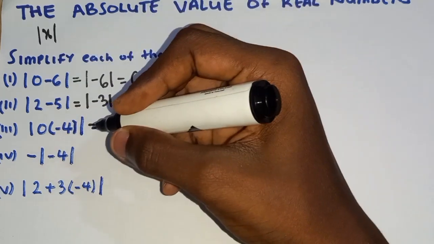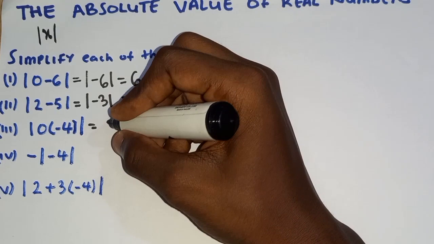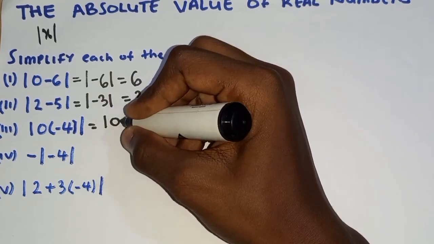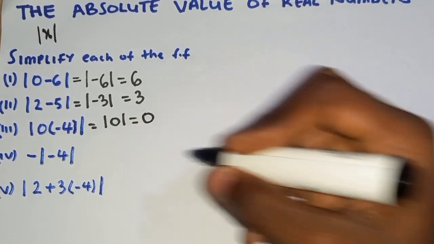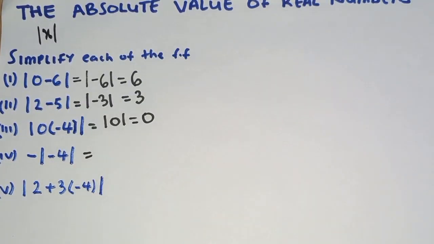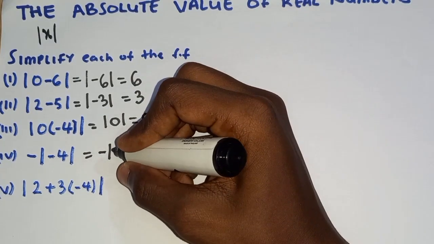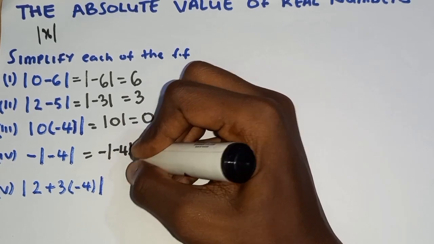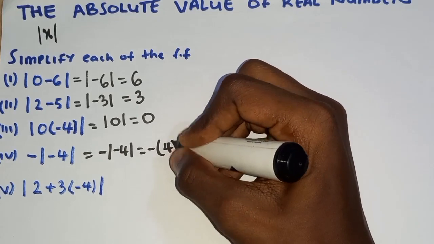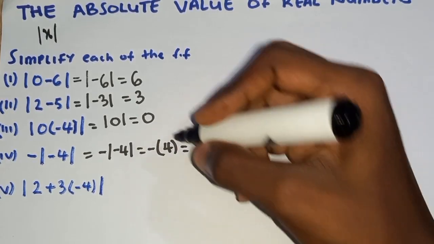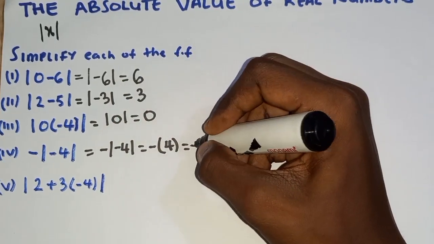So 0 times negative 4 we have to be 0, because 0 times any number is 0. So the answer here is 0. But here it's quite tricky. It's negative in brackets 4, but again, the negative multiplies the positive 4. So the answer here is negative 4.